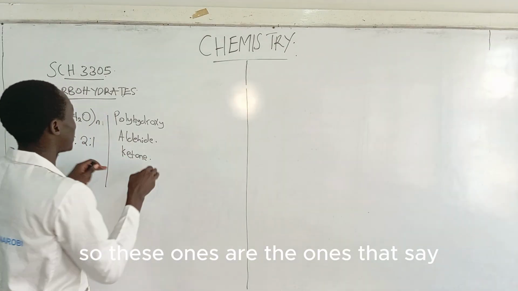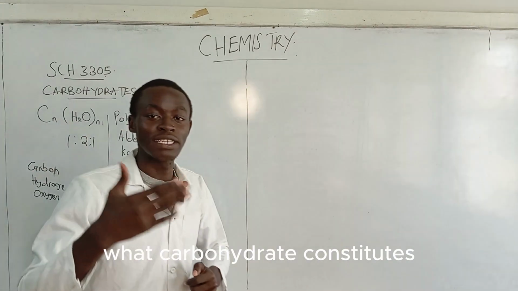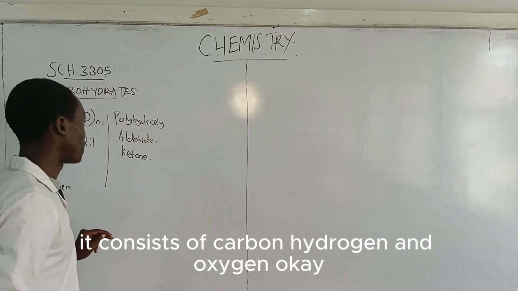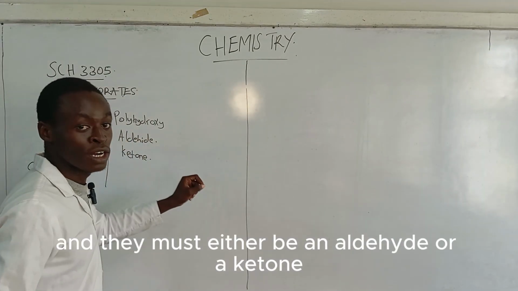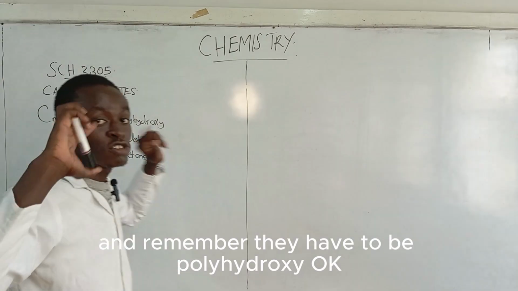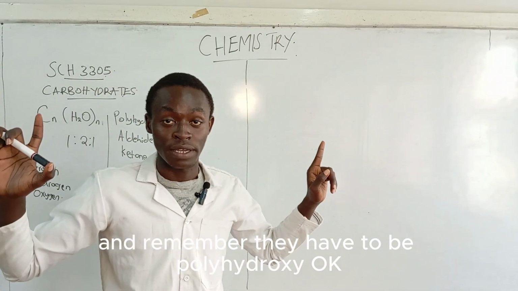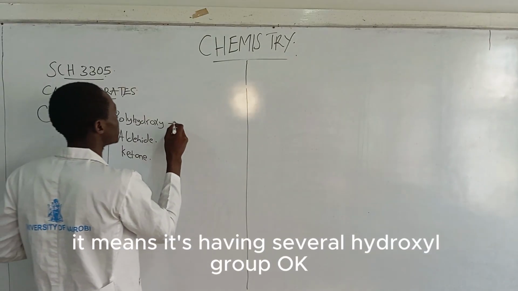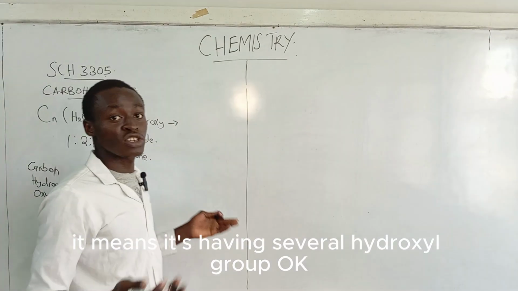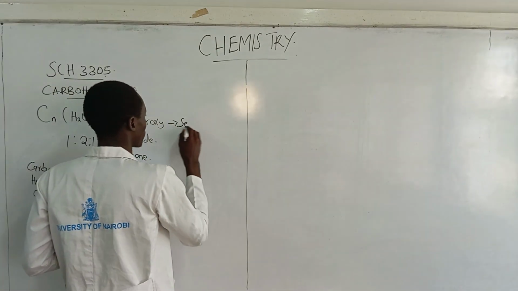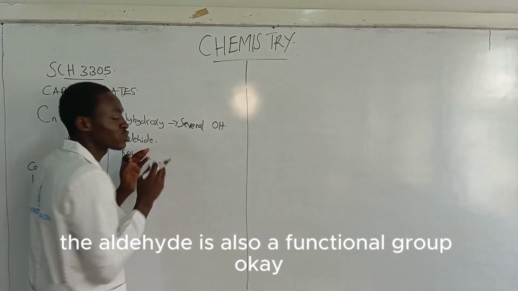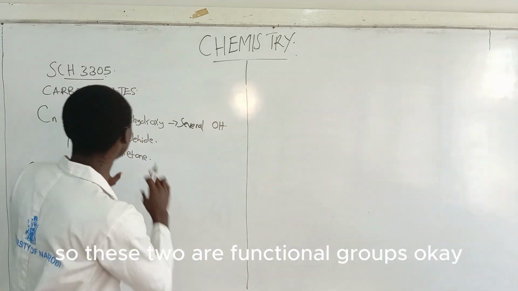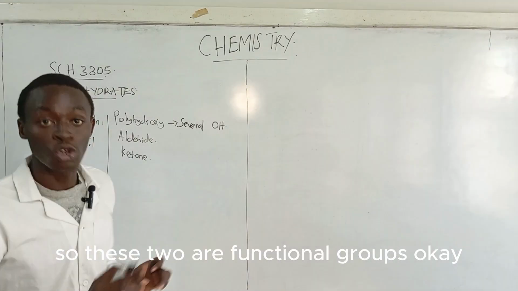So they consist of these atoms, carbon, hydrogen, and oxygen, and they are either polyhydroxyaldehyde or ketone. These are the ones that tell you what carbohydrate constitutes. It consists of carbon, hydrogen, and oxygen, and they must either be an aldehyde or a ketone. And remember, they have to be polyhydroxy. When we refer to polyhydroxy, it means it has several hydroxyl groups. The aldehyde is also a functional group, and a ketone is also a functional group. So these two are functional groups.